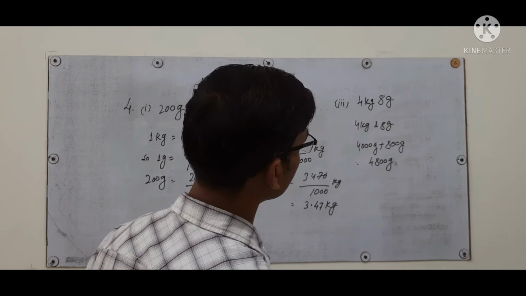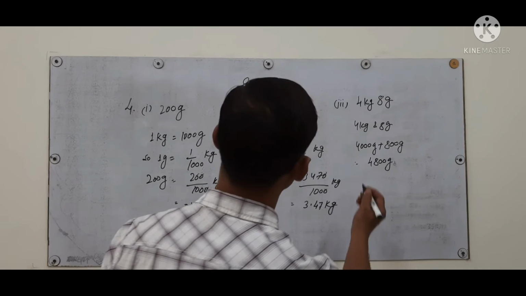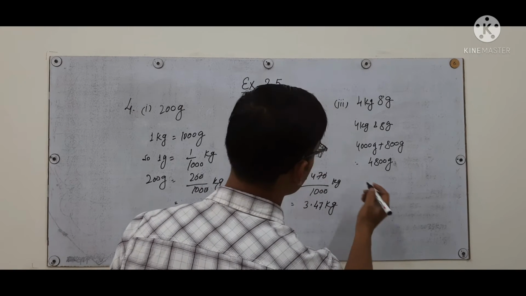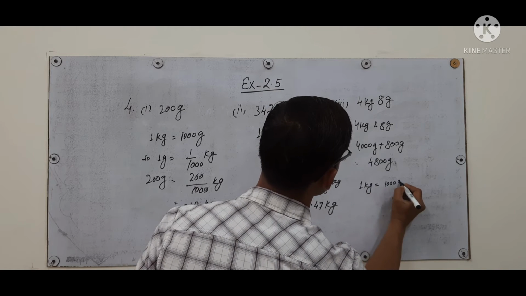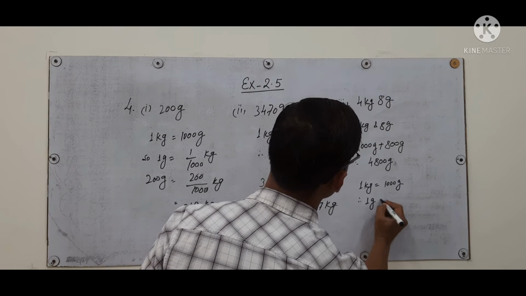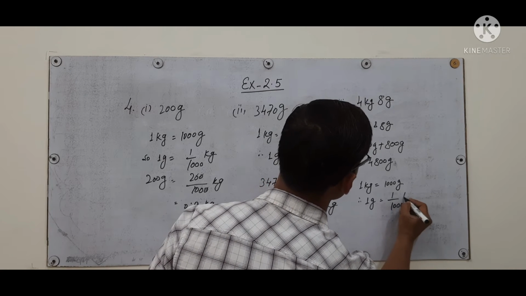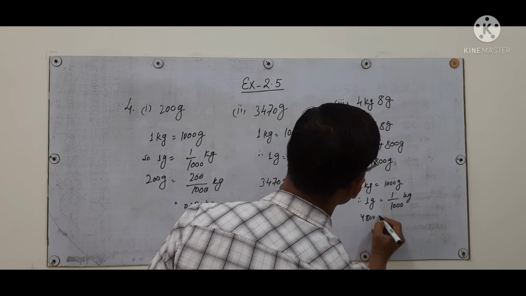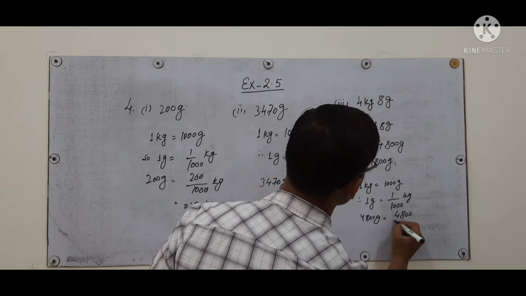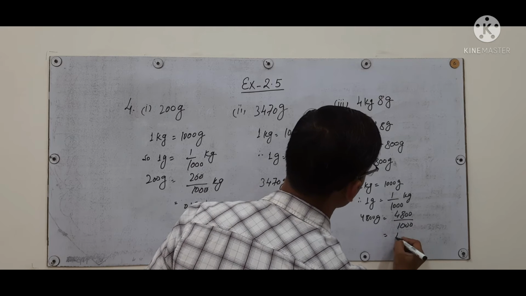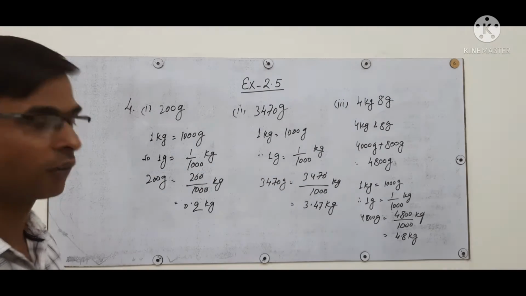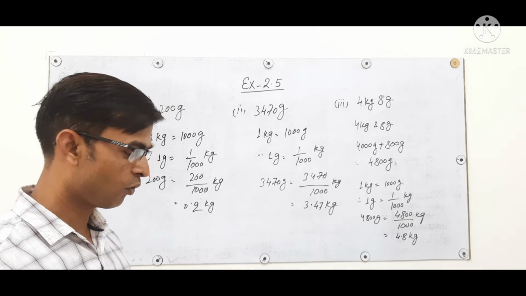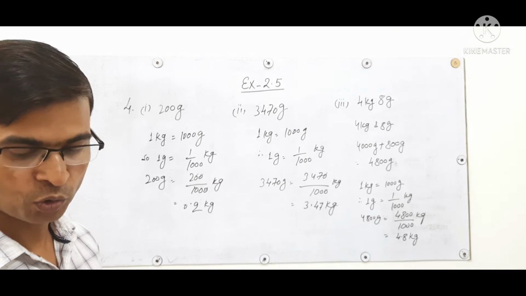And now we will convert 4008 grams in terms of kgs. So we will just solve it like the previous question. 1 kg is equal to 1000 grams. Therefore 1 gram will be 1 upon 1000 kg, and 4008 grams will be 4008 upon 1000, or we can write it as 4.008 kgs. Okay, so in this way we can solve question number 4 also. And now we will proceed to solve question number 5.